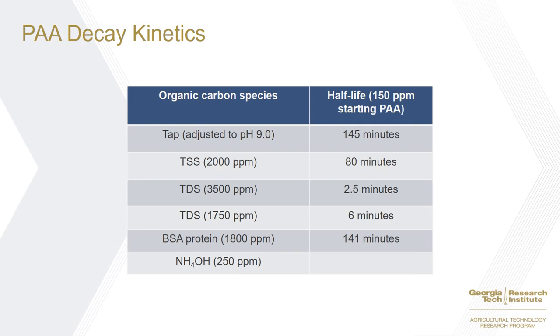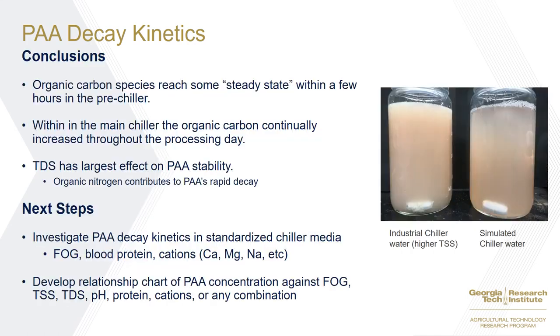Next, we looked at other components of TDS, focusing on nitrogen in the form of ammonia. From this study, we can see that nitrogen had a huge effect on PAA stability with a half-life of only 1 minute. We are still in the middle of these experiments and have other species and contributing components to look at, but it looks like nitrogen in the TDS plays an important role in PAA stability and breakdown.